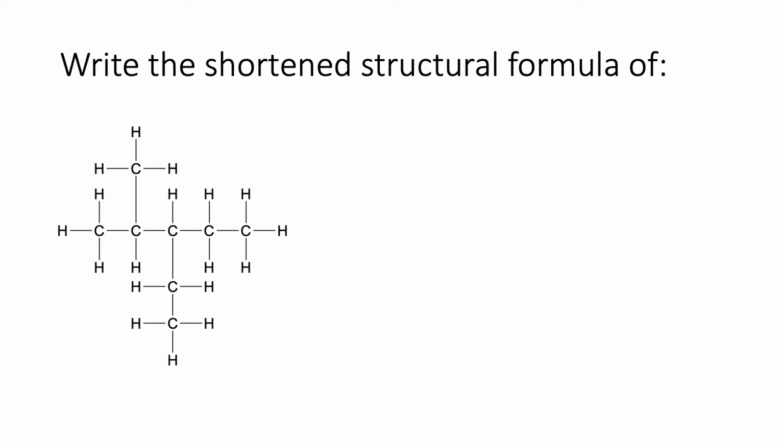Let's work through a final example. So we'll start in the same way as before. We'll split our carbon chain up into individual carbon atoms. Now note we've got two different branches on this molecule. We've got a branch here, which is CH3, but we also have a branch down here. Now the formula of this branch is not CH3, it's C2H5. 1, 2, 3, 4, 5 hydrogens.